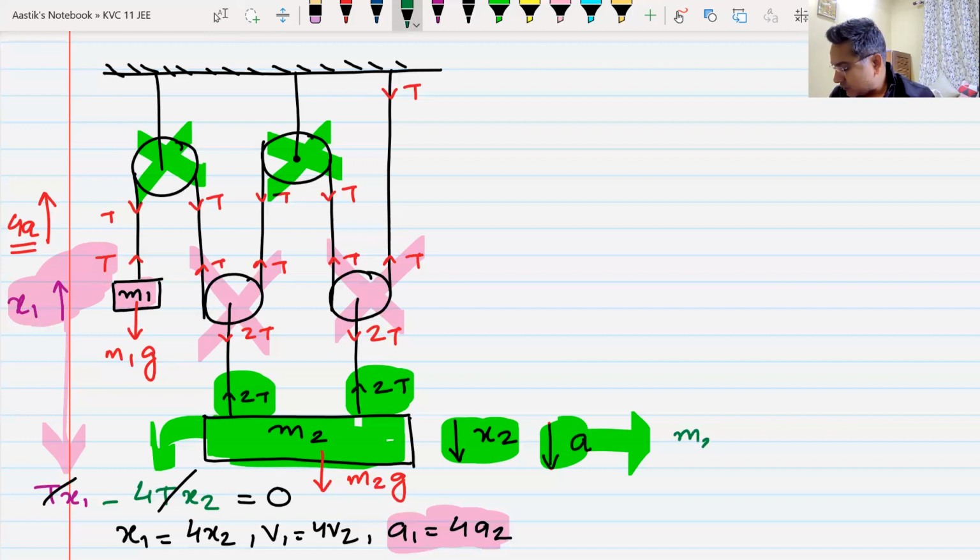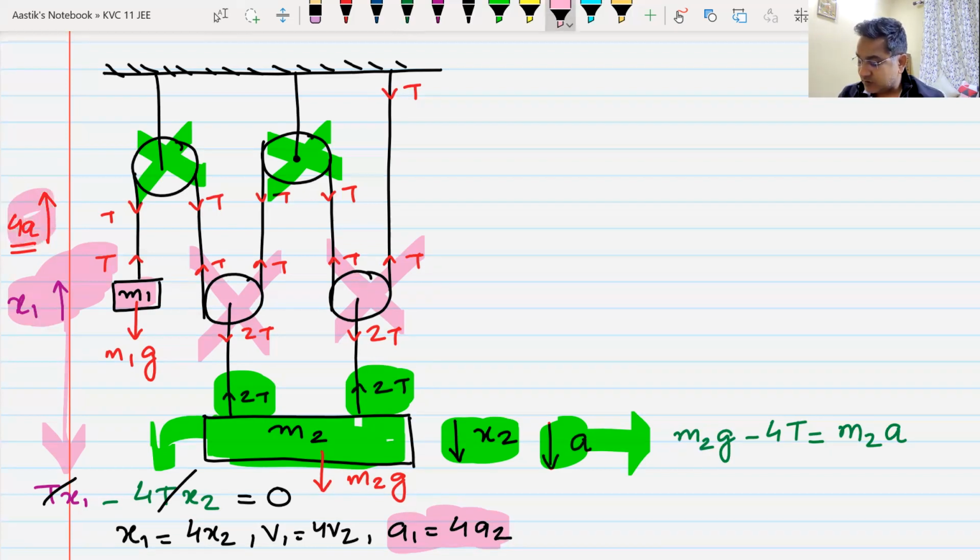The downward force is M2G. The upward force is 4T. And this block is moving downwards. So M2G minus 4T is equal to M2A. That is the equation of motion of this block. Very correct. Let us now move on to the equation of this block.